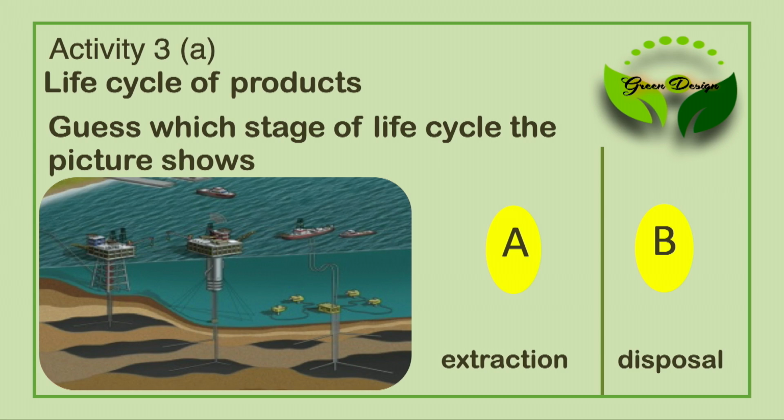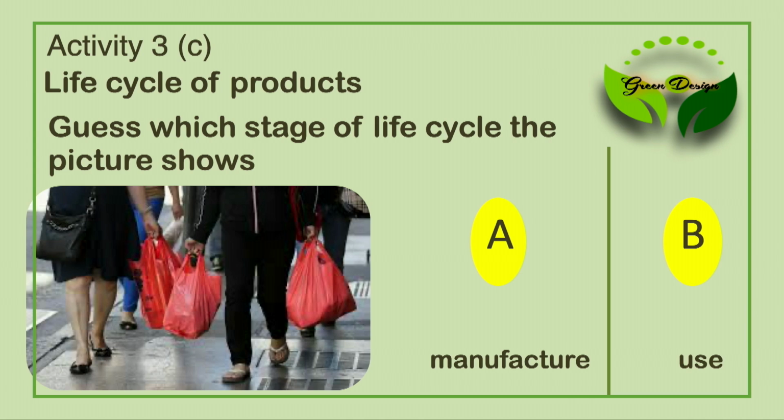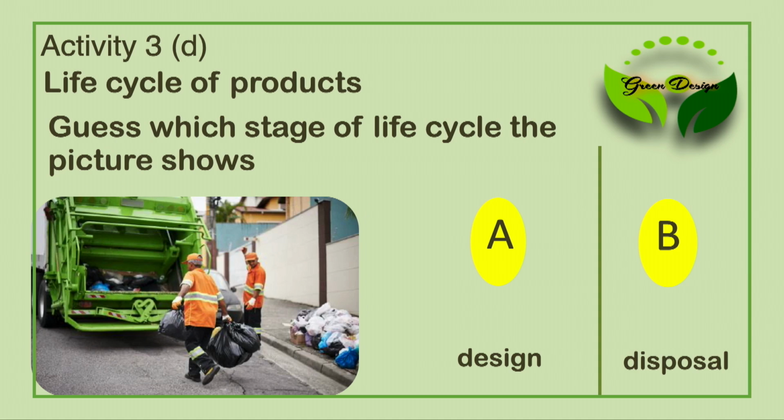Guess which stage of life cycle the picture shows. Correct. The answer is A, extraction. Can you guess which stage of life cycle the picture shows here? Right, it is A, manufacture. Which is this stage of life cycle? Yes, it is B, use. Lastly, this stage of life cycle corresponds to? Correct. B, the disposal of the product.